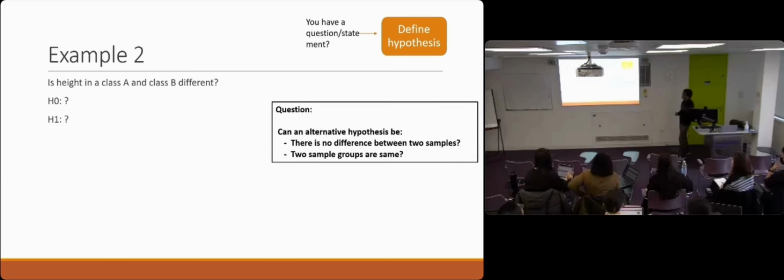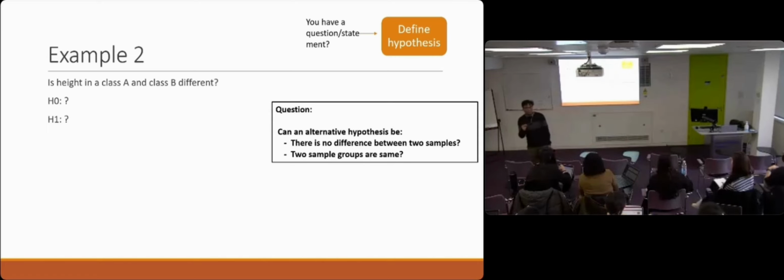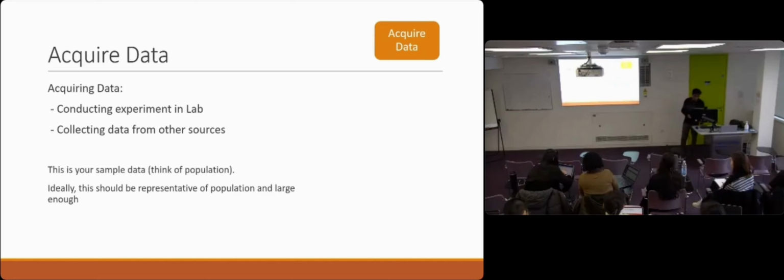Another example: let's say that height in class A and B is different. What would be the null hypothesis and what would be the alternative? Height in class A and height in class B is the same. Is that a null or alternative? Null. And different is the alternative. So that's designing the hypothesis. We will come back to how to actually write it properly. But once you write it, you are almost done. You are halfway through, because now you know exactly what to do.